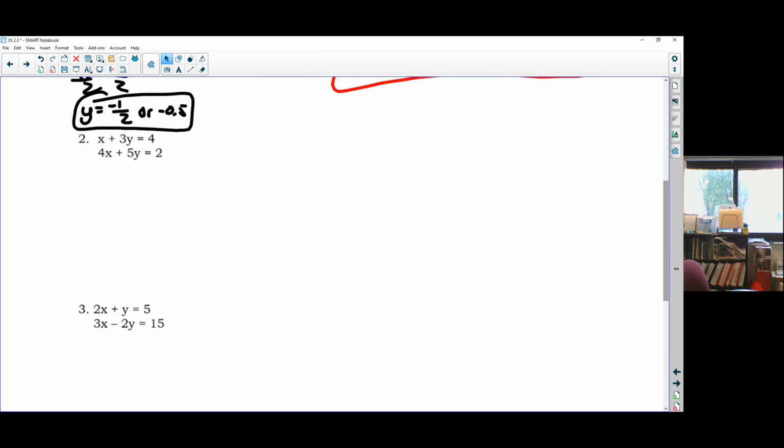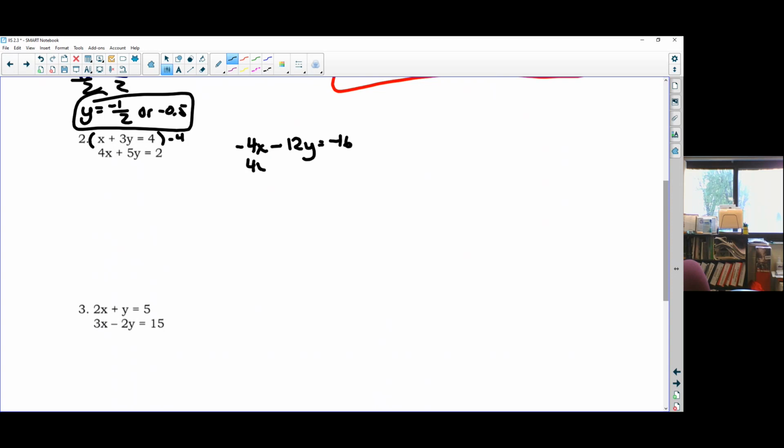So number 2, if I look, I can't get elimination right away by adding anything. So I've got to multiply one of the equations to get an equivalent equation. So 3 can't go into 5 evenly. However, 1 goes into 4. So if I multiply the top by 4, I get the same sign, so I'm going to multiply the top by negative 4. All right, when I do that, I get negative 4x minus 12y equals negative 16.